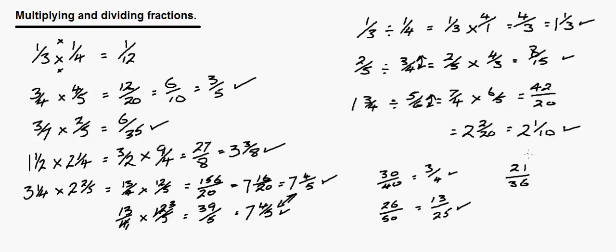21 is 2 and 1. Now 2 plus 1 is 3. 36, 3 plus 6 is 9. Does 3 go into 3? Yes, it does. Does 3 go into 9? Yes, it does. If that's the case, then 3 will go into both of these numbers. And I'll prove it. 3's into 21 goes 7, and 3's into 36 goes 12.